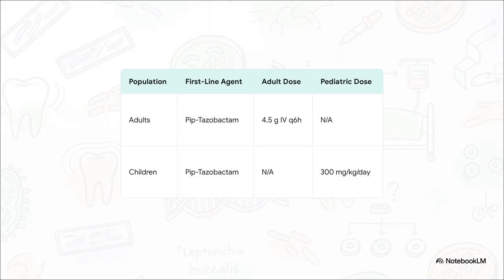So how is it actually treated in practice? We can look to guidelines for febrile neutropenia, like the Dutch SWAB 2022 guideline. For high-risk neutropenic adults, the first-line agent is piperacillin tazobactam at 4.5 grams IV every 6 hours. For children, it's the same drug, just dosed at 300 milligrams per kilogram per day. A typical duration for a documented bacteremia is around 10 to 14 days. And these broad-spectrum regimens work so well because they provide excellent anaerobic coverage.